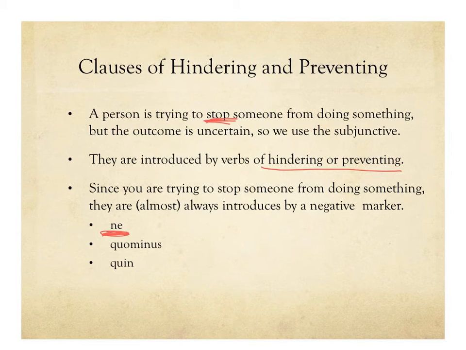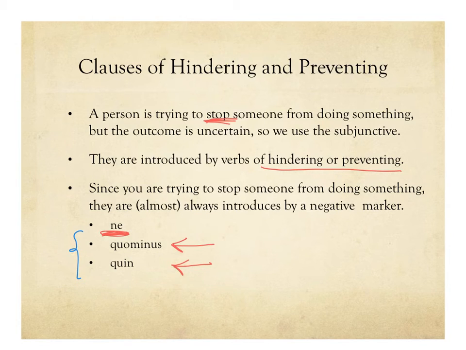Now, you can also use quominus or quin, and these are just synonyms of ne. So they mean exactly the same thing, and they indicate that you want something not to happen. And these can be, especially these two, right, can be good hints too that you have a clause of hindering or preventing. Since, of course, we don't use those for purpose clauses, right? Ne is more ambiguous.